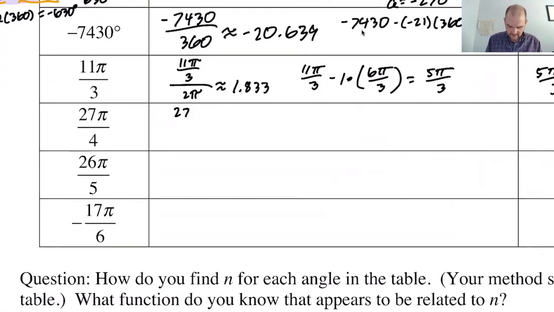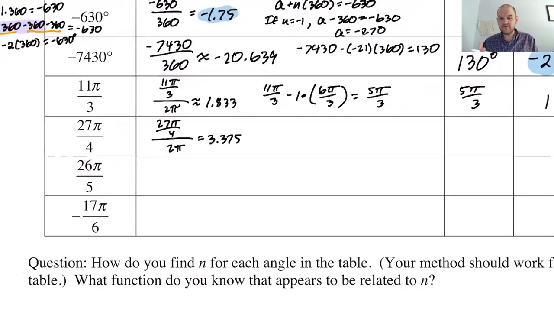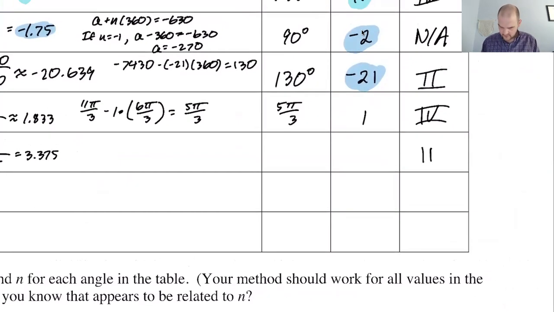All right, let's try this one, 27 pi over 4 divided by 2 pi. That's going to be 3.375, it's exact. That 3.375 tells me that I'm going to be in quadrant 2, because 0 to 0.25 revolutions is quadrant 1, and 0.25 to 0.5 revolutions is quadrant 2. Then you keep going, but we already hit the quadrant we need.